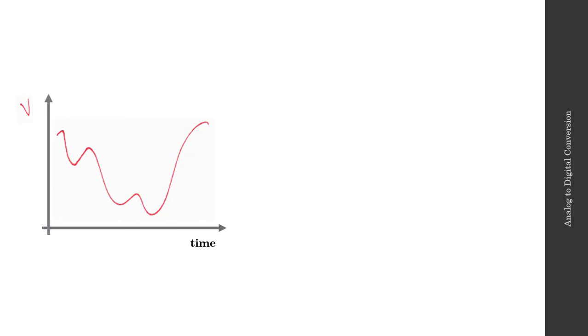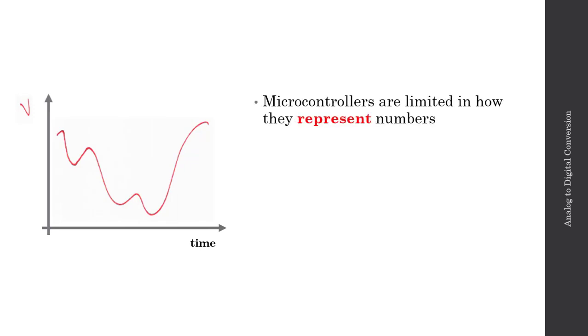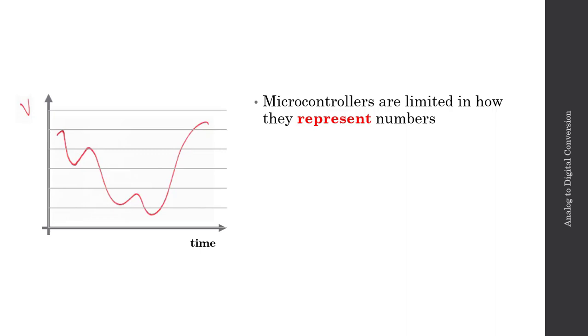Microcontrollers are also limited in how they represent numbers. An analog or continuous signal, in essence, has an infinite number of decimal places which I can use to describe the signal. A microcontroller, however, is limited to discrete representations of a signal. I can represent these discrete values, let's say, with these horizontal lines. My digital signal, then, will be limited to these values, and it might look something like this.